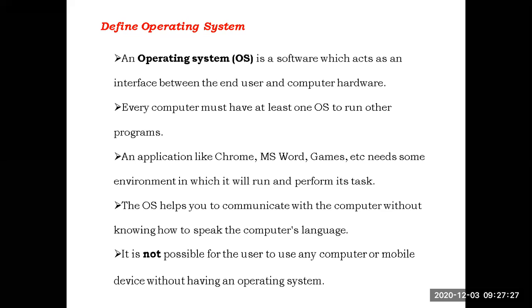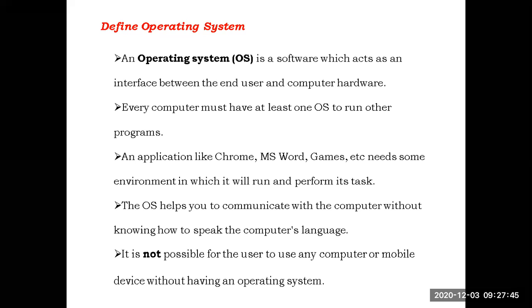Next, for any applications installed in our system, if you want to run any application in your laptop or mobile, those applications require the operating system. Without an operating system, the applications cannot be run. Whether the application is WhatsApp, Facebook, MS Word, games, Google Chrome, Internet Explorer, anything, they need the operating system.